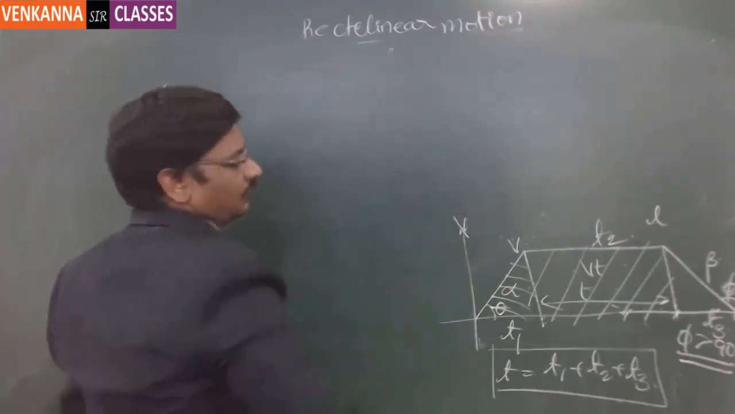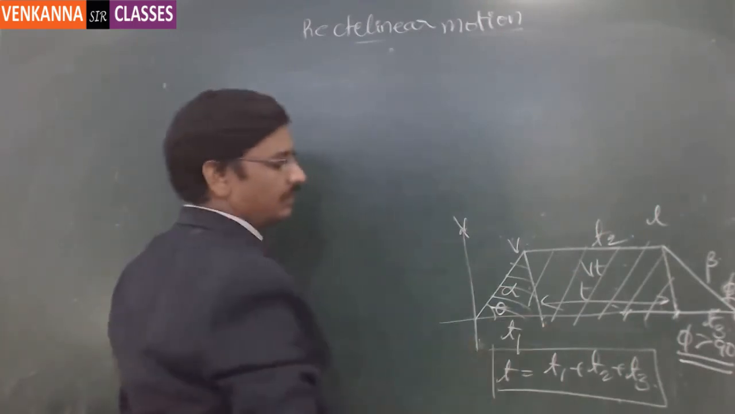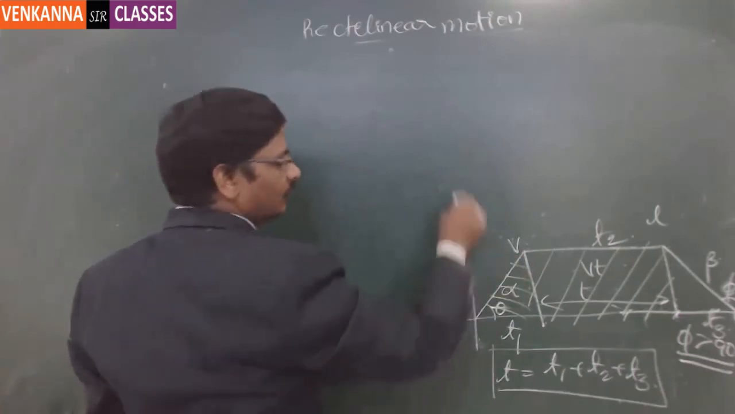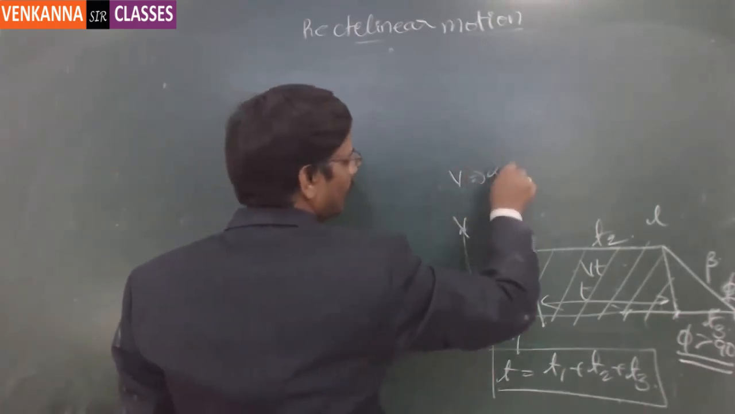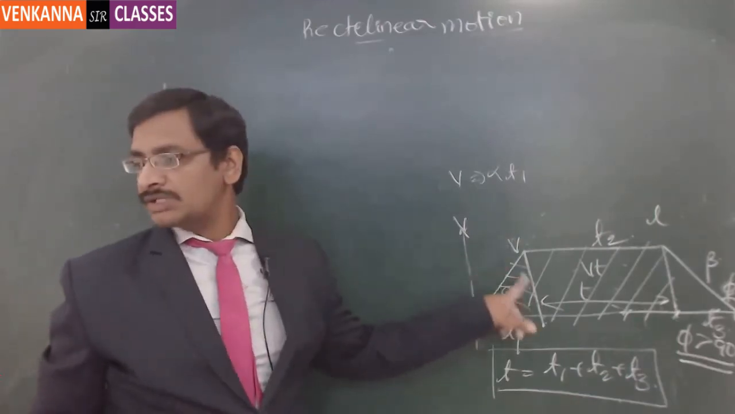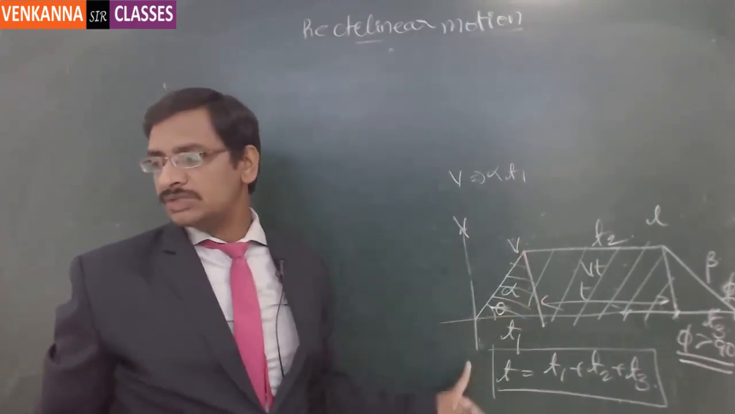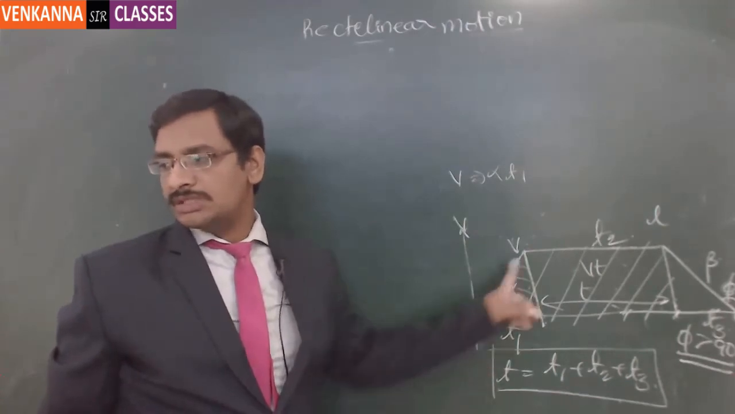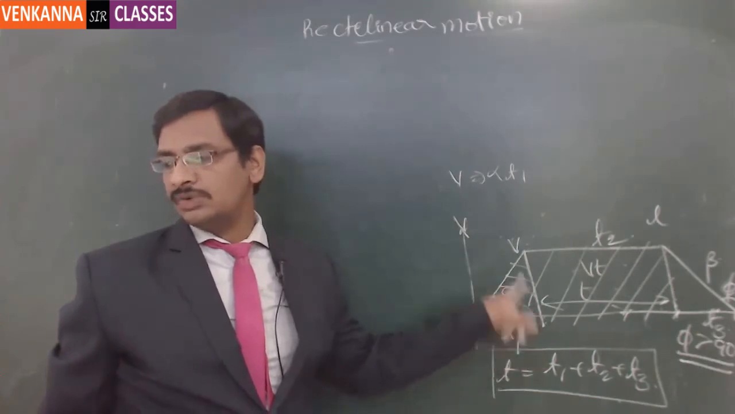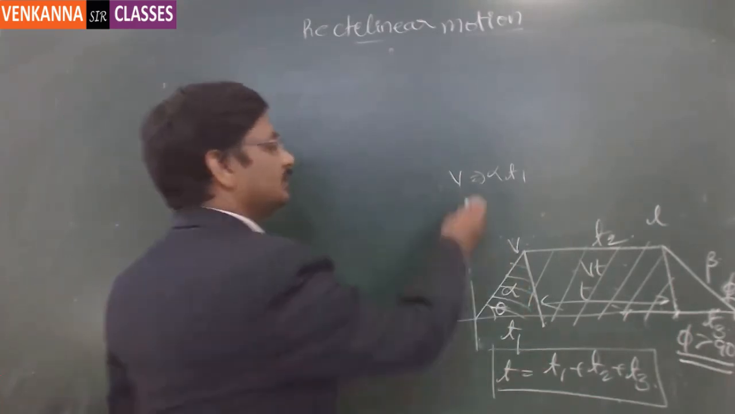So here we can get the relation. If this is t1 and the slope is alpha, then v is equal to alpha t1. So this is actually a straight line equation. Now these coordinates are t1 and v, and these coordinates are 0, 0. This straight line equation is nothing but v is equal to alpha t. At t is equal to t1, v is equal to alpha t1. So this is one relation.